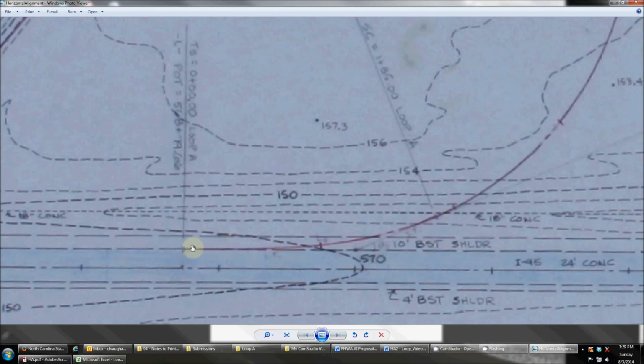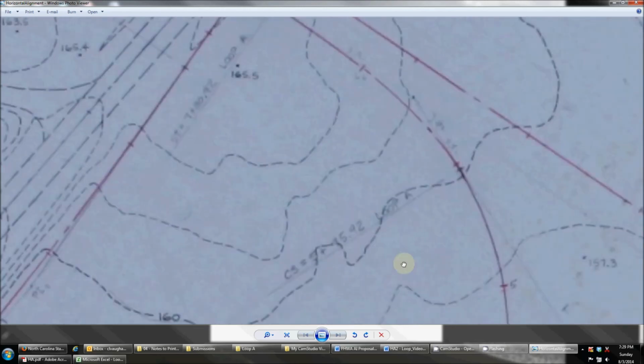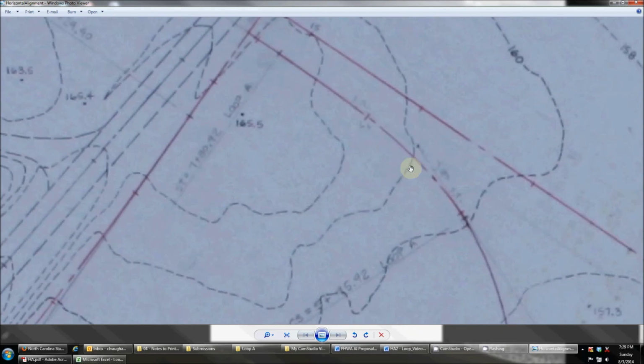You can see it's flatter here. A spiral curve has a constantly changing radius, so it's going to flatten out as you get closer to where the tangent is, and it's going to open up to more of a curve as you get closer to where the circular curve starts. So draw that spiral in, then come up here and do the exact same thing from the CS station to your ST station. Again, it's going to be flatter towards the ST station. It's going to open up some towards the CS station. So draw those in first, and we're about to do the circular curve.